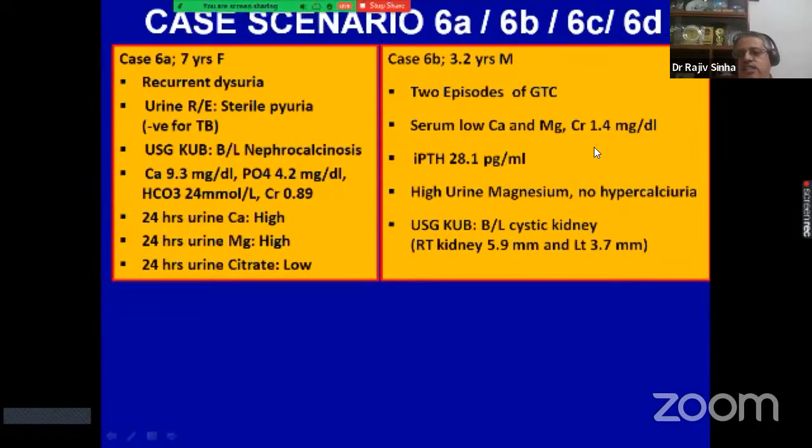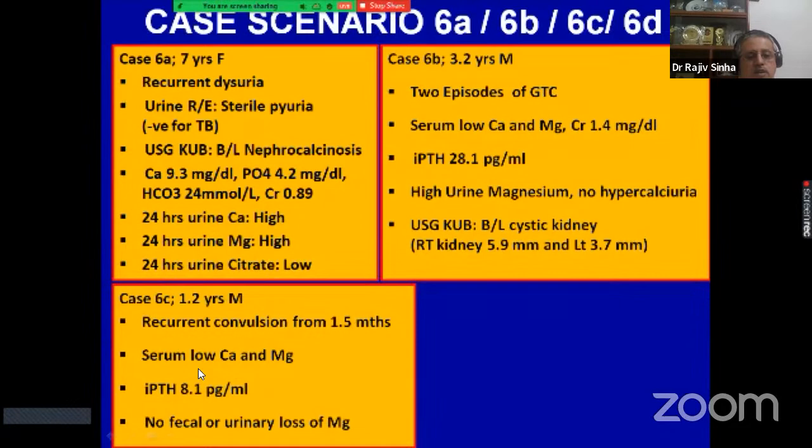Next one is a child who came with a generalized tonic-clonic convulsion, found to have a low calcium, low magnesium. Creatinine was on the higher side, PTH was 28.1, urine magnesium on the higher side, and the kidney ultrasound showed bilateral cystic kidney disease. So PTH 28.1 is not appropriate. If you're having a low calcium, your PTH should be further high. So most probably this low PTH reflects a persistently low magnesium, which has depressed the PTH.